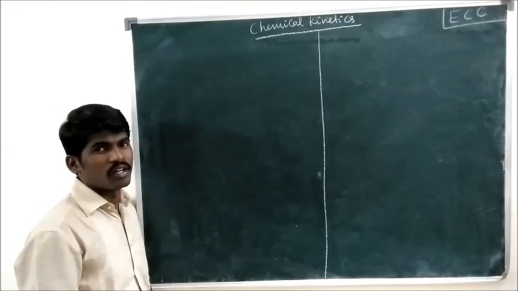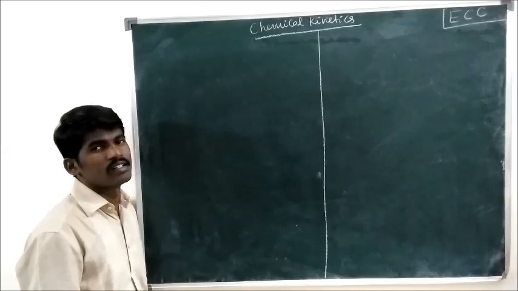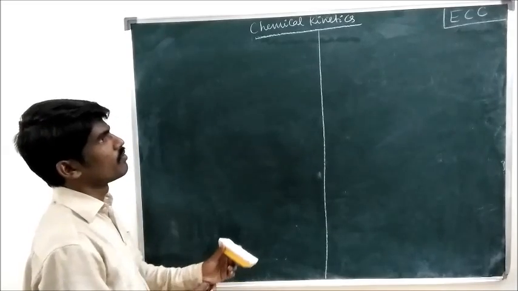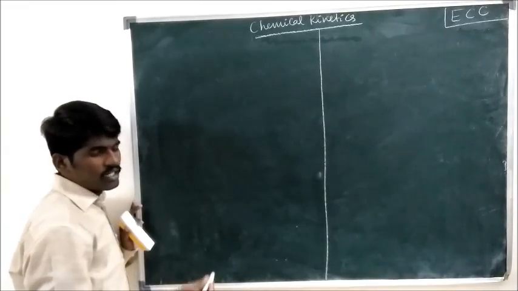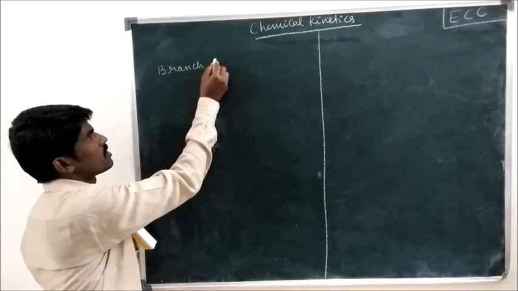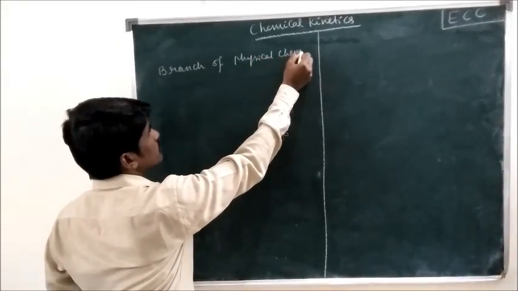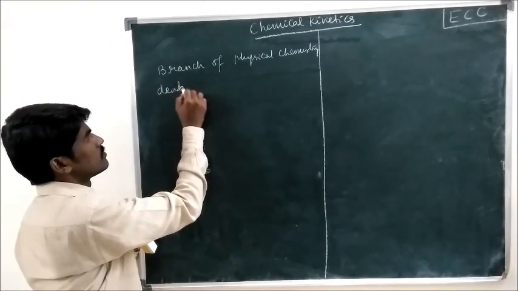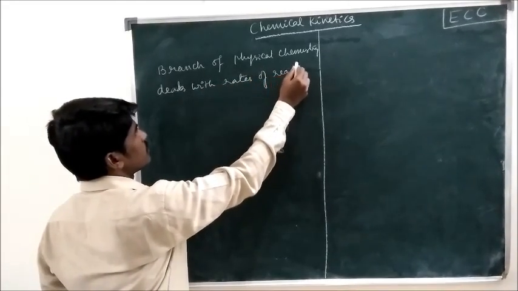Now in today's lecture we are going to start a new chapter called Chemical Kinetics. It is a physical chemistry topic of grade 12 and it is a very important topic for NEET as well as for IIT. Now we are going to discuss chemical kinetics. What is exactly chemical kinetics? It is a branch of physical chemistry that deals with rates of reactions.